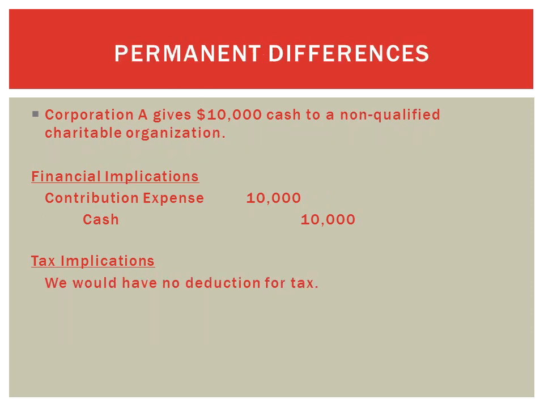Moving on to the permanent differences, we have an example of a corporation that donates $10,000 in cash to a non-qualified charitable organization. Because the $10,000 is given to a non-qualified organization, you are able to deduct the charitable contribution on your books as an expense, but you are not able to take a deduction for tax. Thus, you will create an unfavorable permanent income tax difference of $10,000, because you will never be able to deduct the donation for tax purposes.